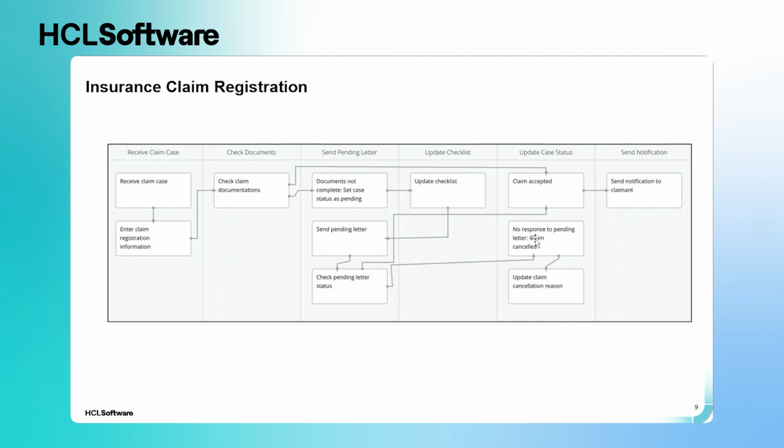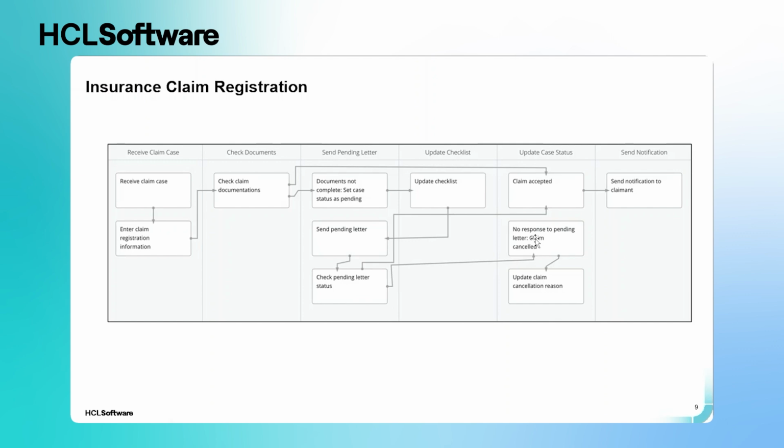Now, there could be the alternative case where, let's say, you don't receive the documentation itself. In this case, the claim is said to be cancelled. The claim is cancelled, and also the claim cancellation reason is stated on the case. So, this is the typical flow of the process for claim registration.